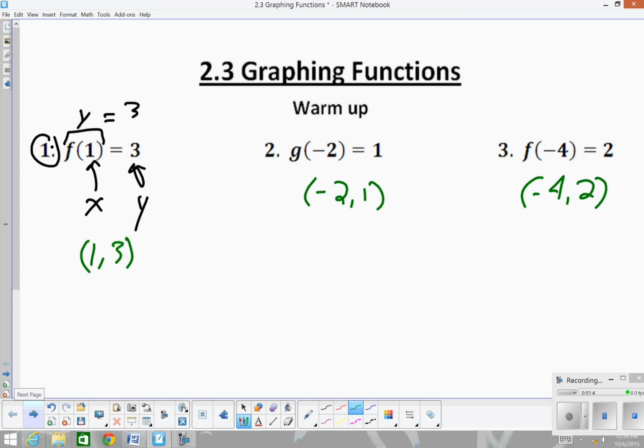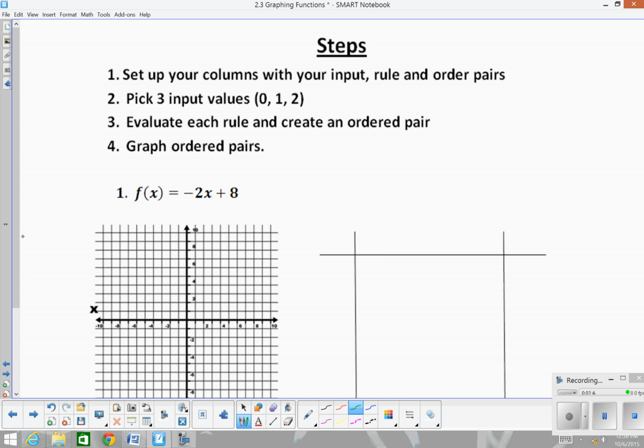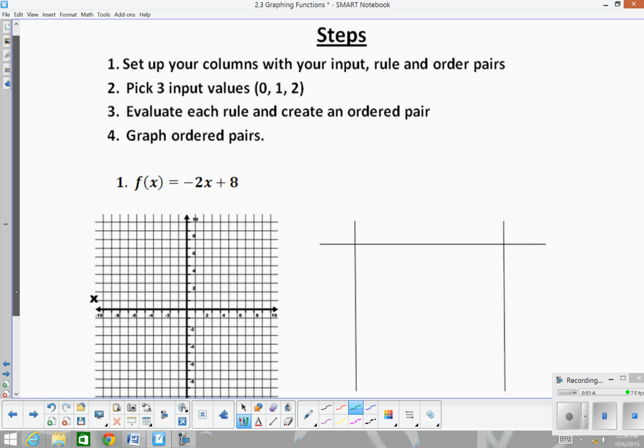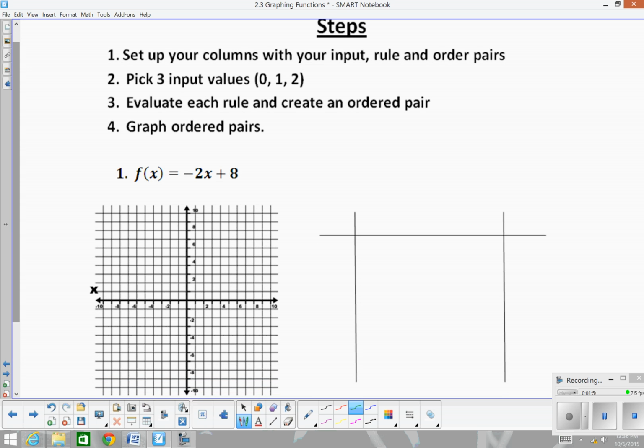All right, cool. Now what we're going to do is we need to get to those ordered pairs. We're going to get to those ordered pairs by an input-output chart. So I have a function here, and I want to graph it. I have a couple of simple steps. So first, we're going to set up our columns: set up columns for an input-output chart with an input, a rule, and an ordered pair.